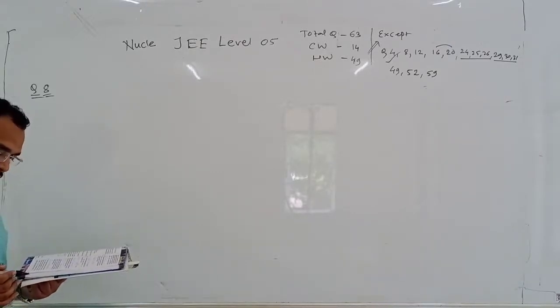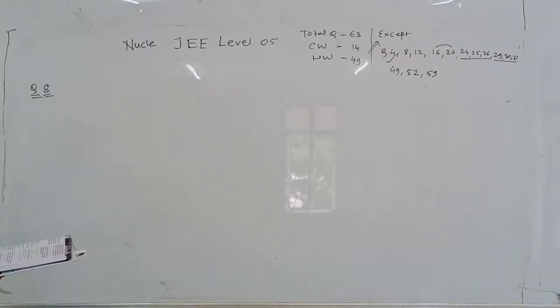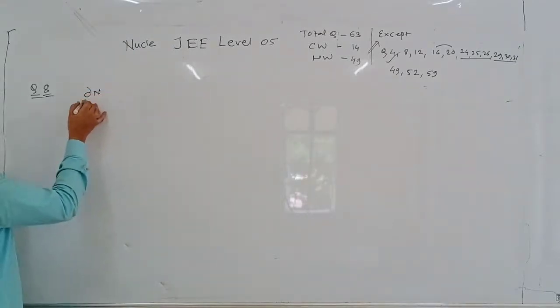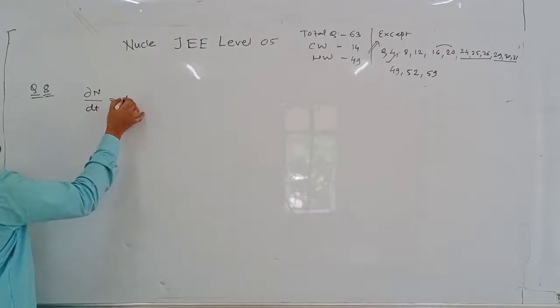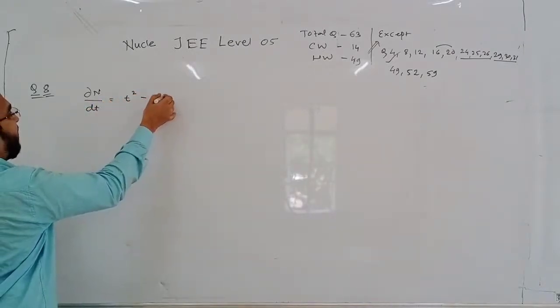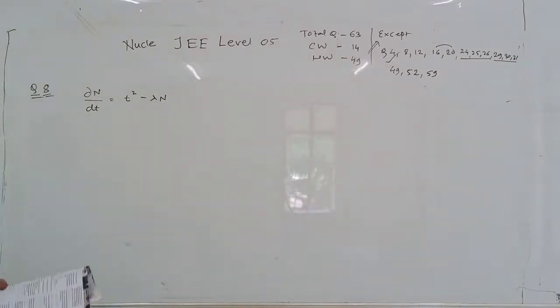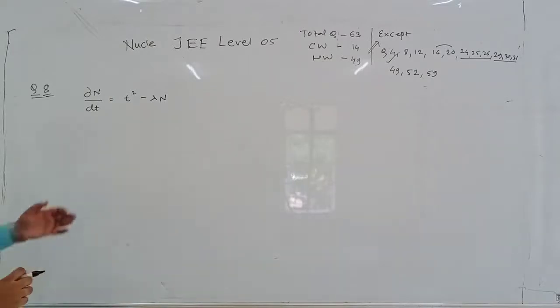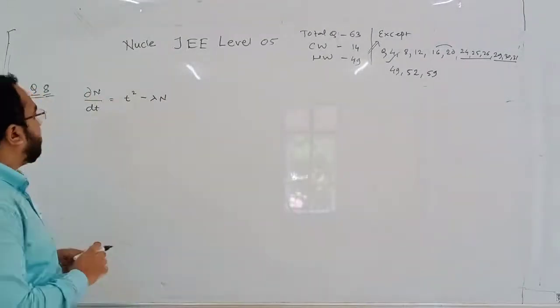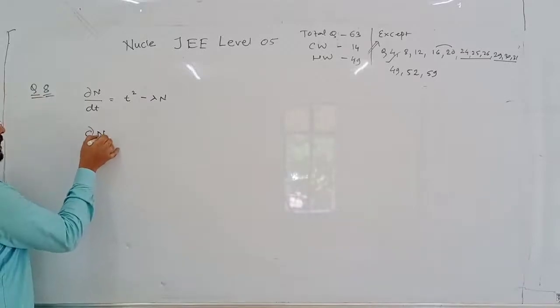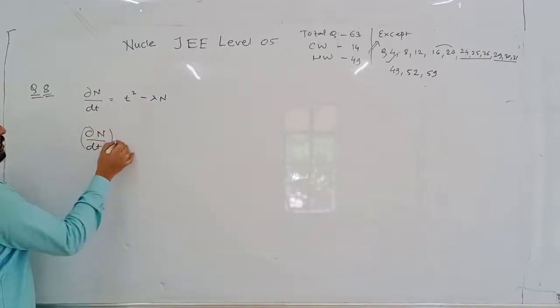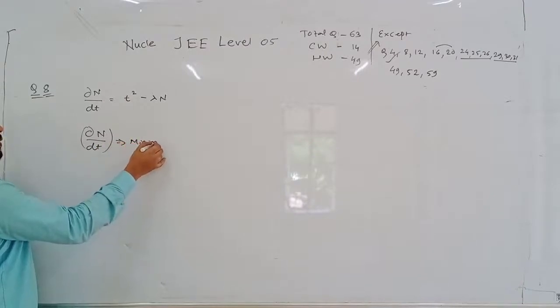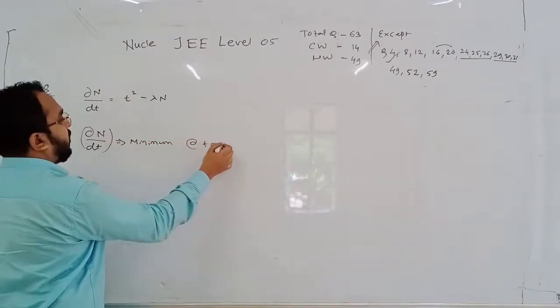At time t equal to t naught, dN by dt is minimum. What is the number of nuclei at time t equal to t naught? See, the rate dN by dt is given as t square minus lambda N. Now, when is this rate minimum? It is mentioned that this dN by dt is minimum at t equal to t naught.